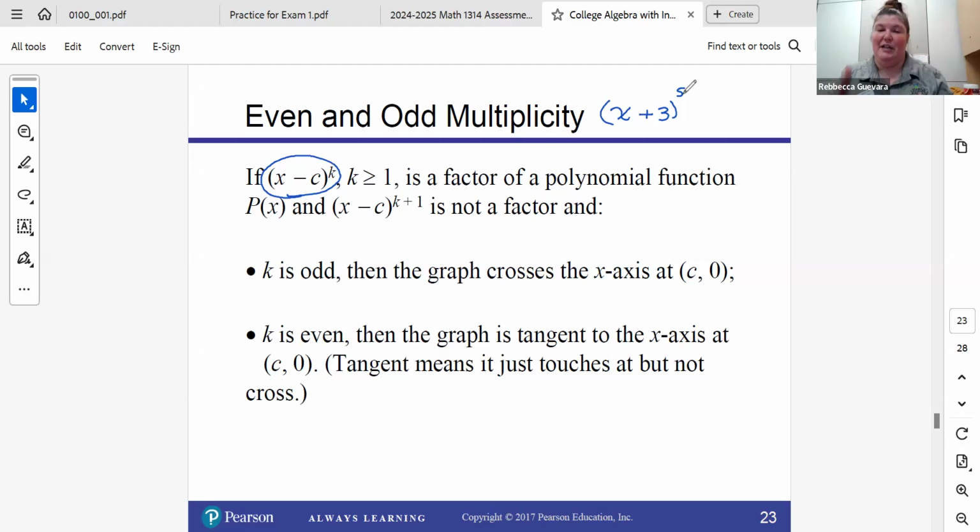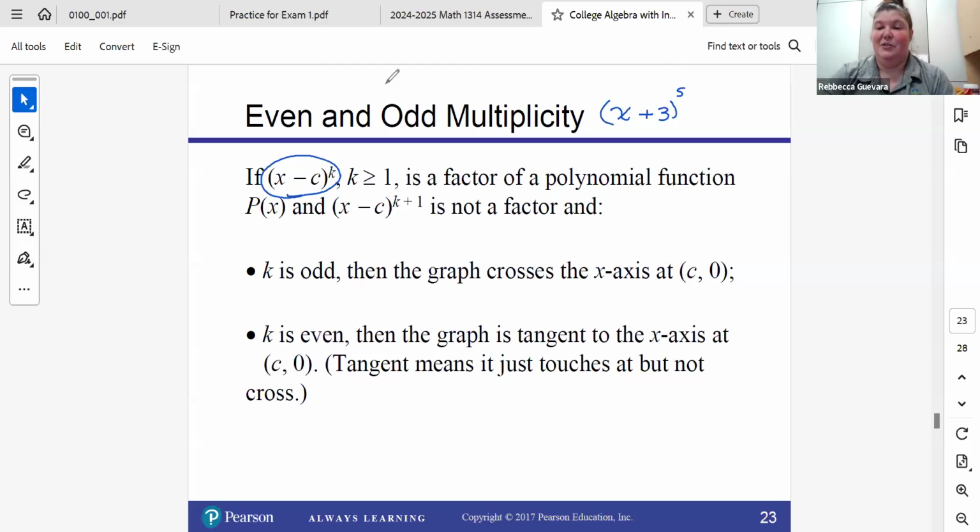That's all we're saying. It's like, this is the maximum power I can put on that factor. If k is odd, then the graph crosses the x-axis at c equals 0. If k is even, the graph has tangent, which means it touches, so it comes down and touches the x-axis at c equals 0. Tangent is just a Greek word to mean to just touch.